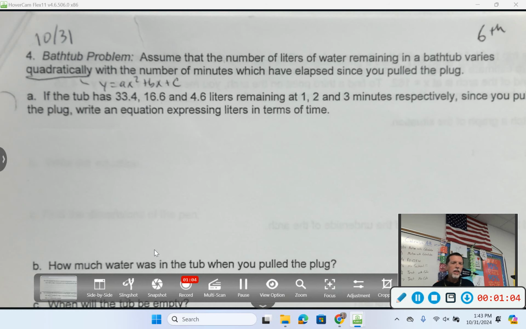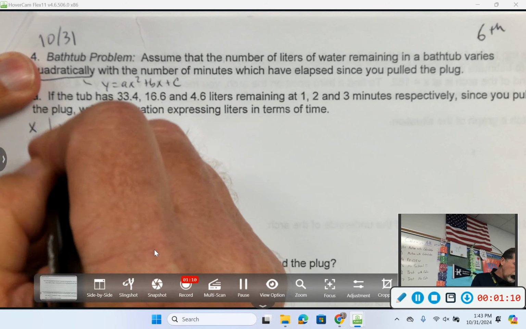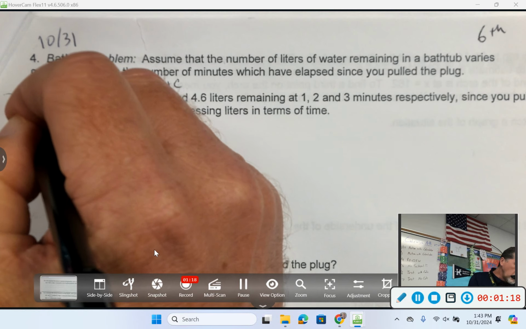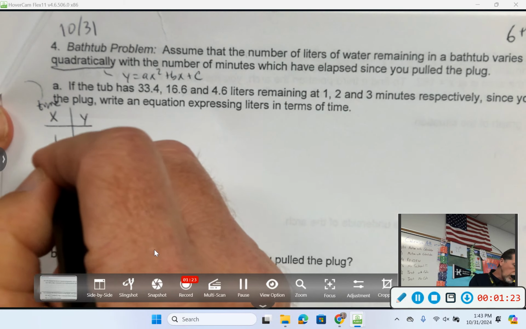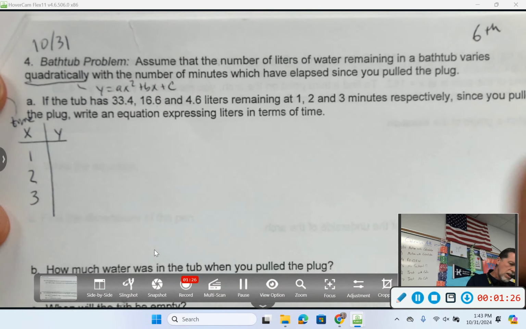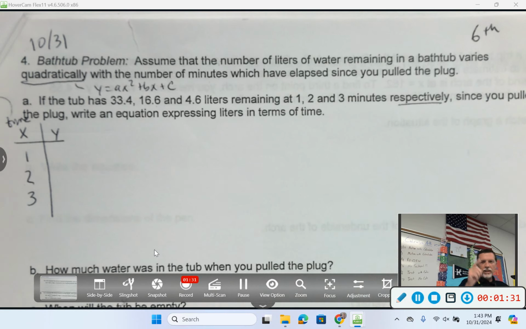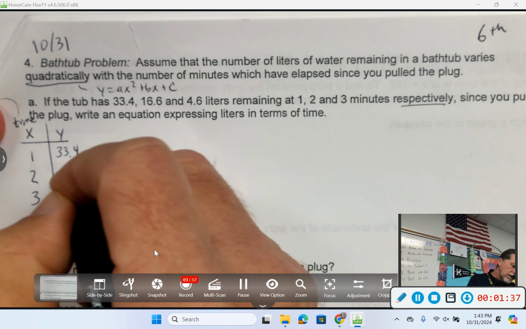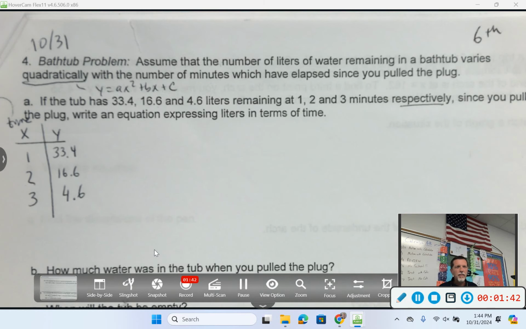That's a mouthful. This is a lot of information to make sense of, so I think I would write it as an ordered pair or like a table to kind of help organize my information. Almost always time is the independent variable, the x variable. So that's 1, 2, and 3. And my y values, respectively, meaning they match up. So 33.4 goes with 1 minute, 16.6 goes with 2 minutes, and 4.6 goes with 3 minutes.